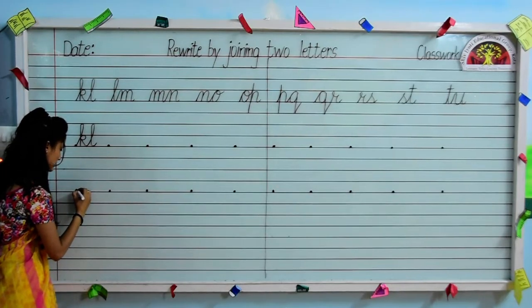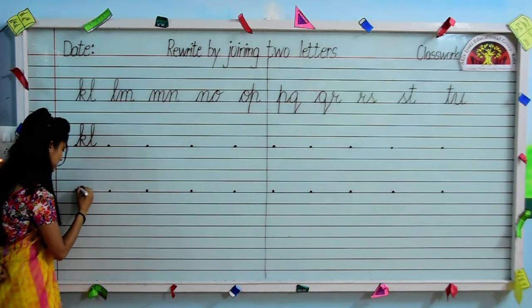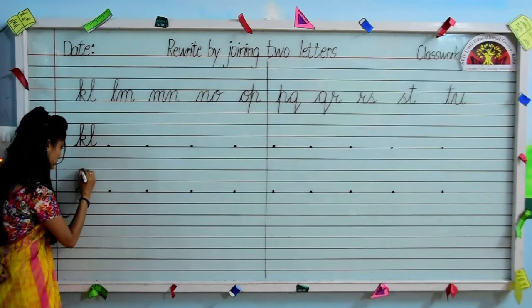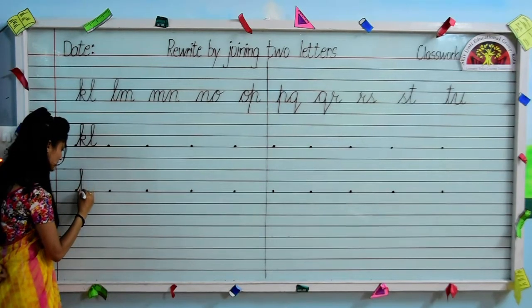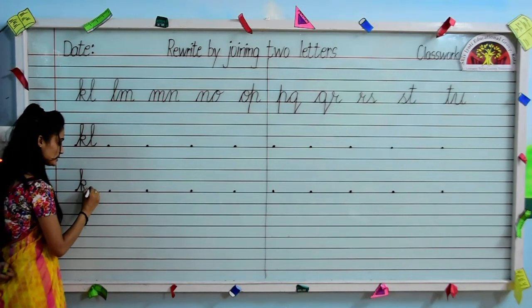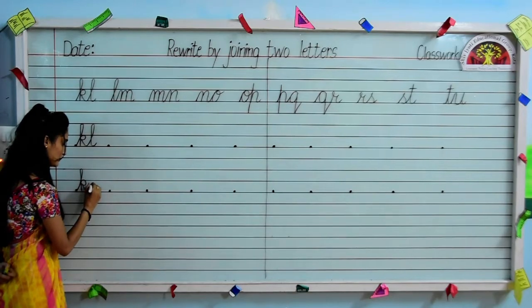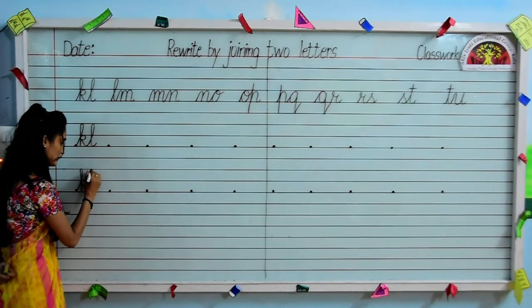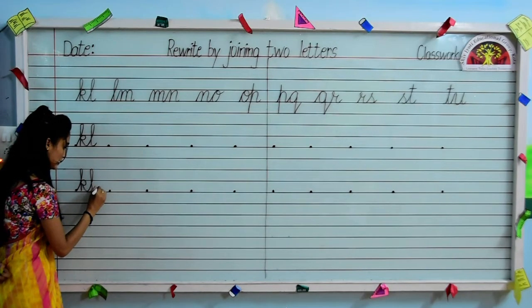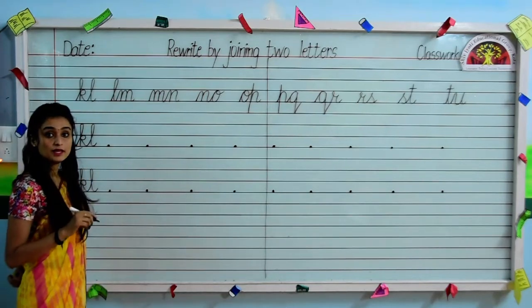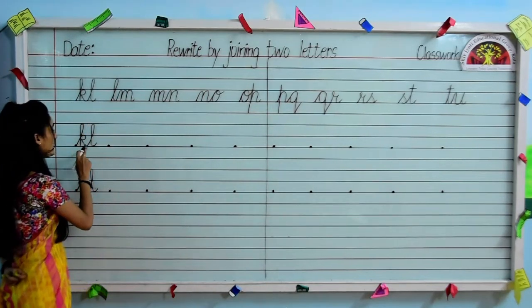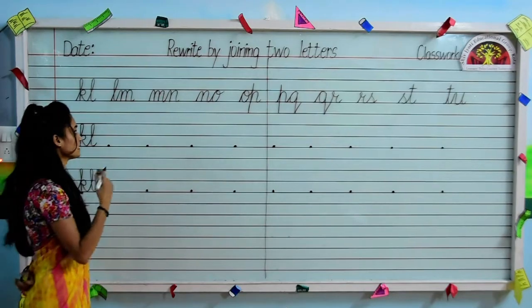Okay? Let's see once again. Slanting line up, then a loop, come down, make a curve, slanting line and out. Now from the end point of letter K, we will start making letter L like this and out like this. This way you have to make your letters K and L together. Now come on the next one.